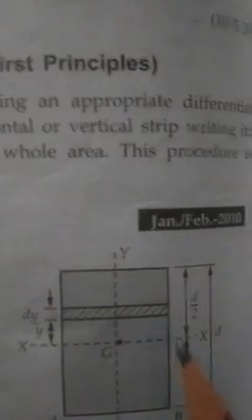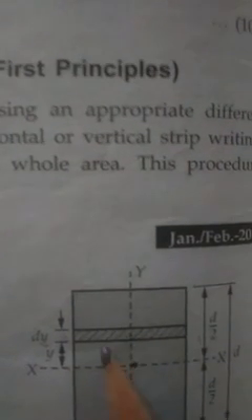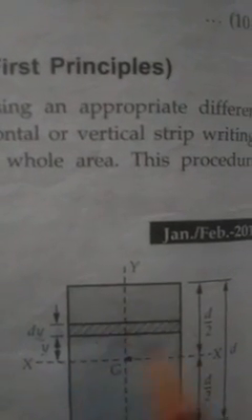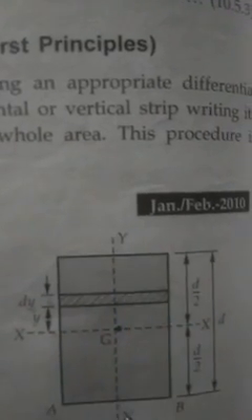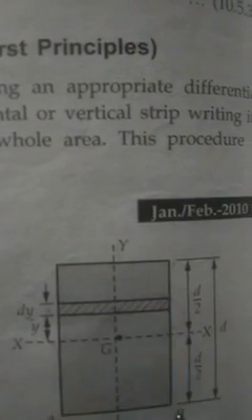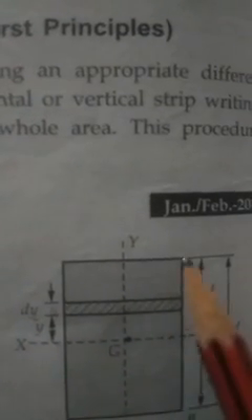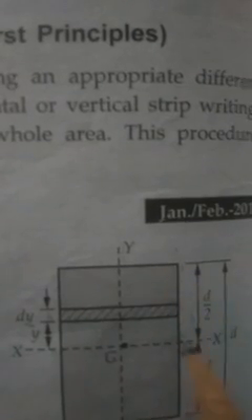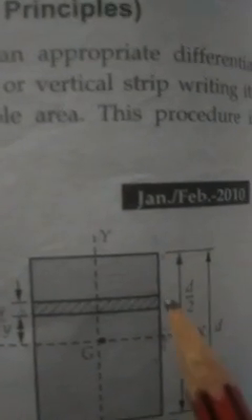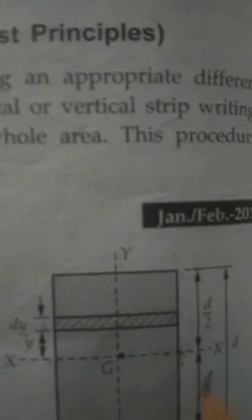If you want to find the moment of inertia about this axis, you take the elemental area dA into the square of its distance from the reference axis. The x-axis is one reference axis and y is the other. From the centroid to the top edge it is d by 2, and to the bottom edge it is d by 2. So the integration limits vary from plus d by 2 to minus d by 2.